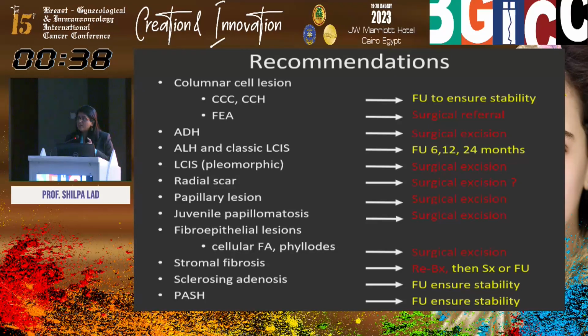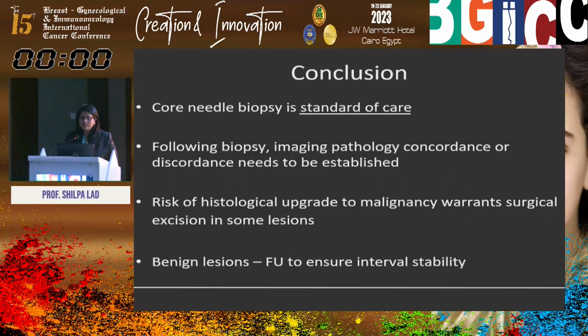Radial scar, if you have done the first biopsy with a 14-gauge needle, then you can recommend a surgical excision, or an upgraded biopsy with a vacuum. Papillary lesions, depending on the appearance, if it is a benign papilloma, depending on the other factors, you recommend surgical excision. Juvenile papillomatosis, definite surgical excision. Fibroepithelial lesions, if it is a cellular fibroadenoma or phyllodes tumor, surgical excision. Stromal fibrosis, repeat biopsy, correlation with imaging findings, and depending on the imaging findings, you recommend a surgical excision. Sclerosing adenosis and PASH, follow-up to ensure interval stability.